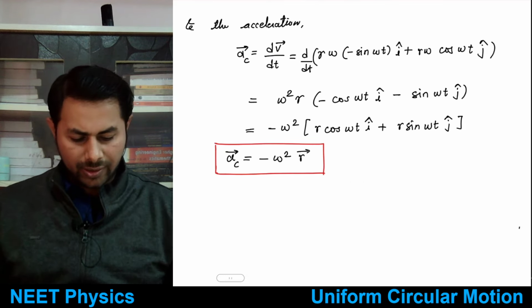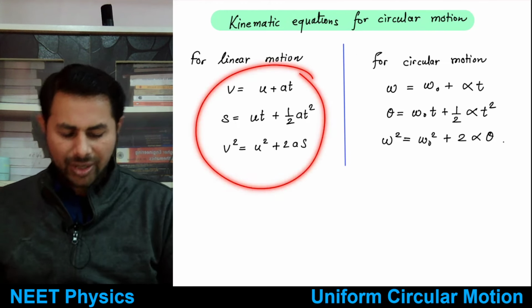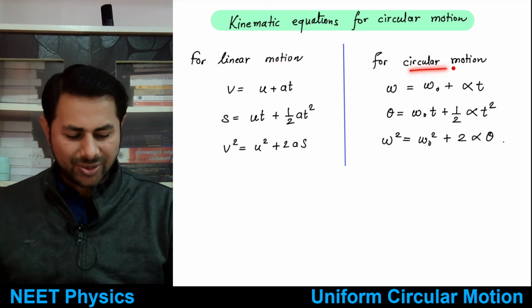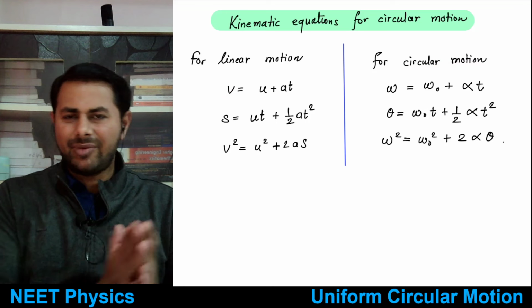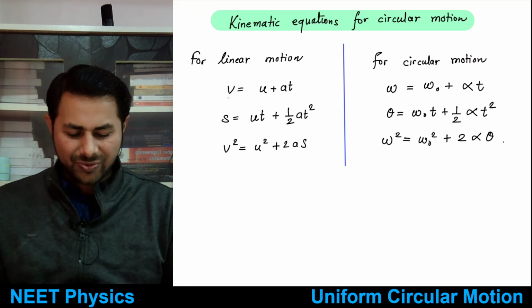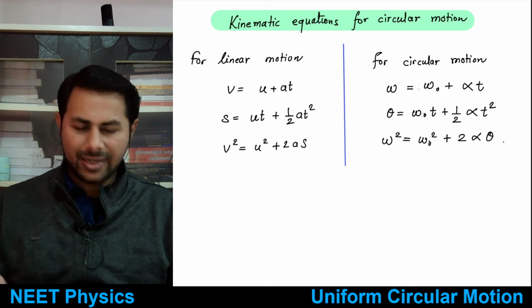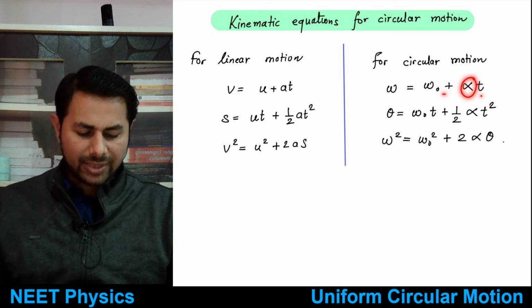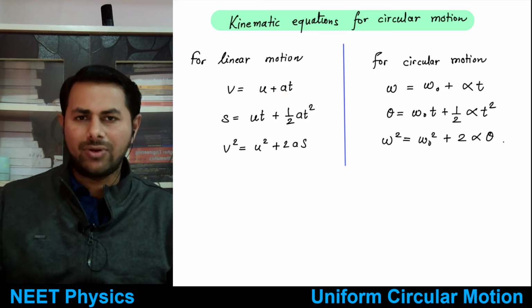All right, good. So just like we have kinematic equations for linear motion, we have kinematic equations for circular motion too. Linear quantities will become angular quantities. We have v equals u plus at. Similar to that, we have omega, the final angular velocity at time t, is equal to initial angular velocity plus angular acceleration times t. Change every linear quantity to the corresponding angular quantity.